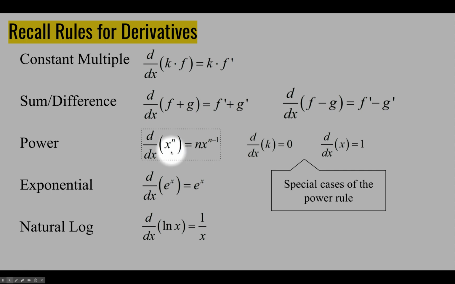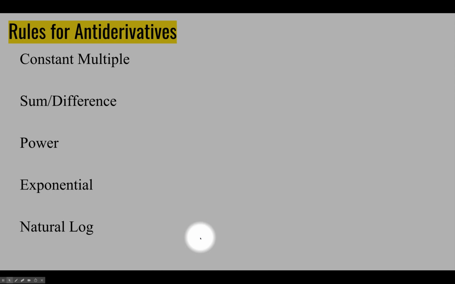And we have 2 more rules of derivatives that we looked at in the past. The derivative d dx of e to the x was itself. So you can start thinking about, if I were going in the opposite direction, what would that look like? And the derivative of the natural log of x was equal to 1 over x. So in the next couple of videos or so, we want to keep all of these rules in mind, because what we're going to be doing in the following few videos is going in the reverse direction. So let's take a look at the rules for antiderivatives now.